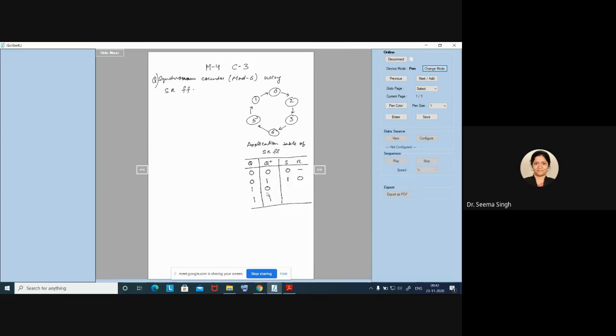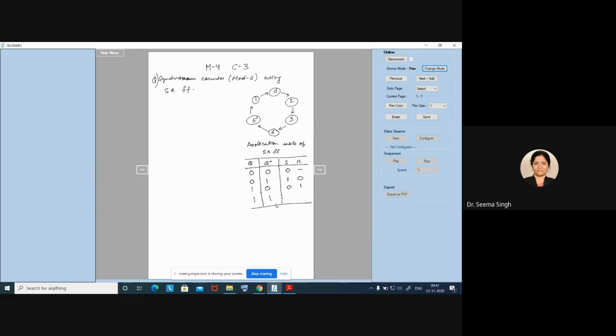Coming to the third row, when my output is 0, what does it mean? I am resetting the flip-flop. If I am resetting the flip-flop, the reset pin should be 1. Resetting should be happening, so 0 and 1, resetting is happening. So the second row is setting, the third row is resetting of the flip-flop.